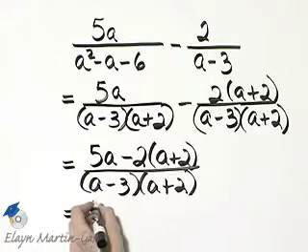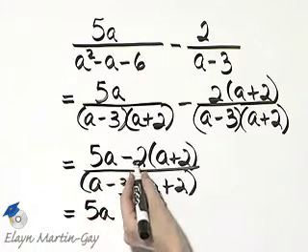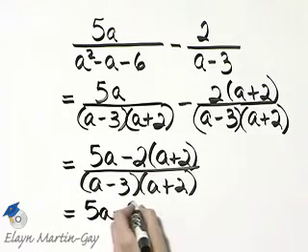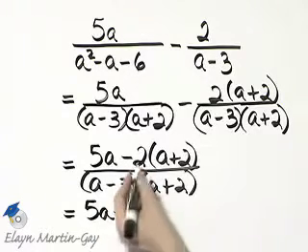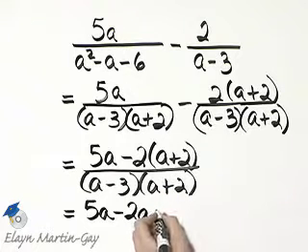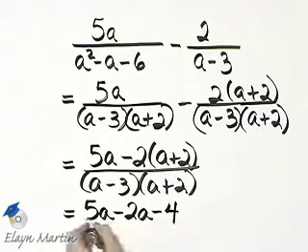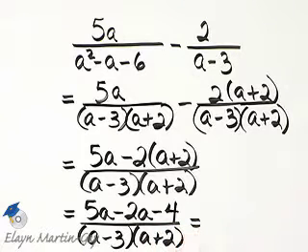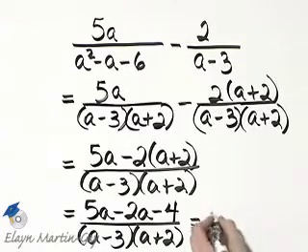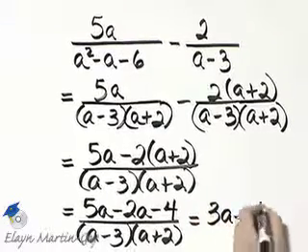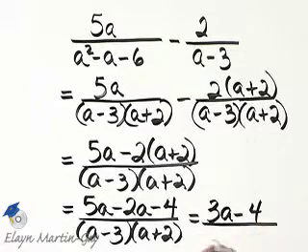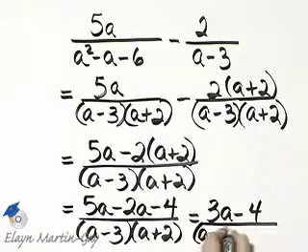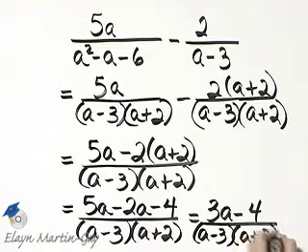So in the numerator, I have 5a. Now let's go ahead and multiply. -2 times a, -2a, I'll write as minus 2a. And then -2 times 2, -4, I'll write as minus 4, all over that denominator, a minus 3 times a plus 2. And then let's just go ahead and simplify by combining like terms. 5a minus 2a, that is 3a minus 4 all over that denominator, a minus 3 times a plus 2.